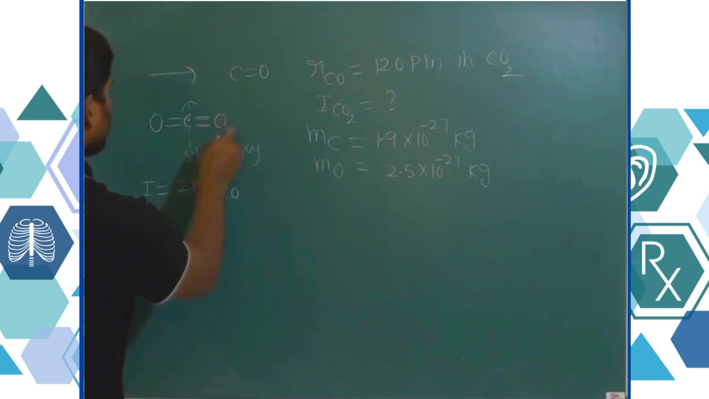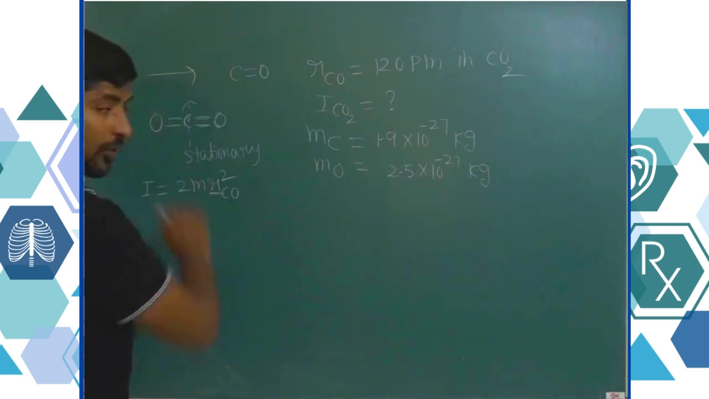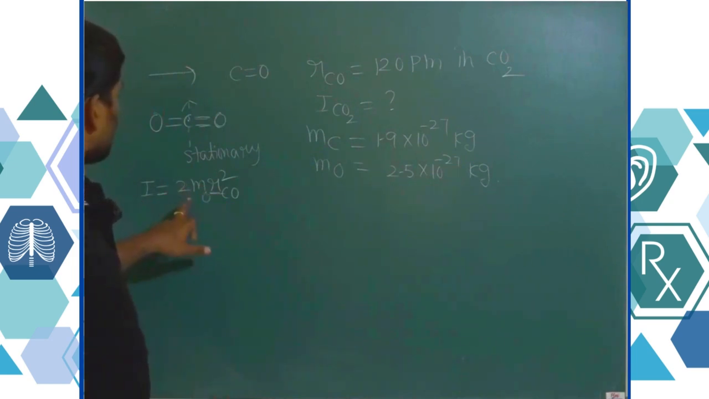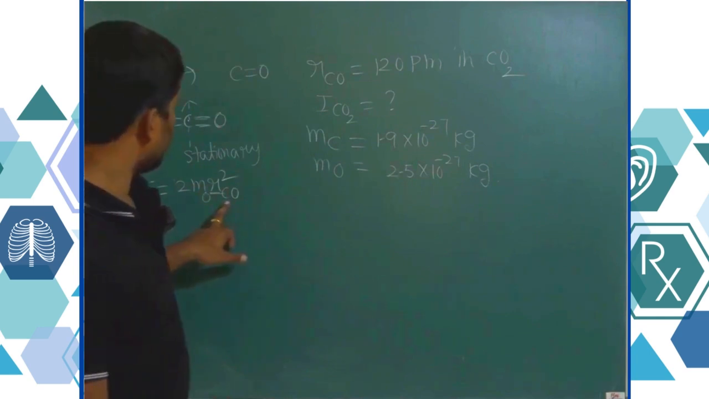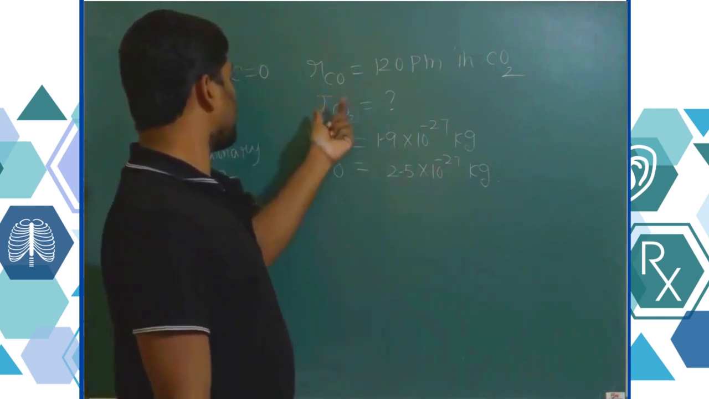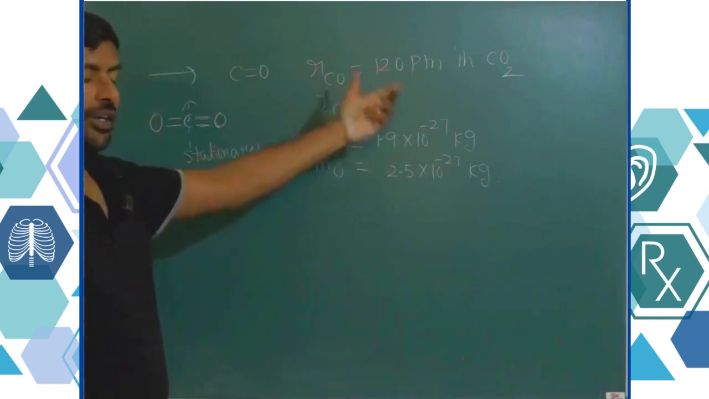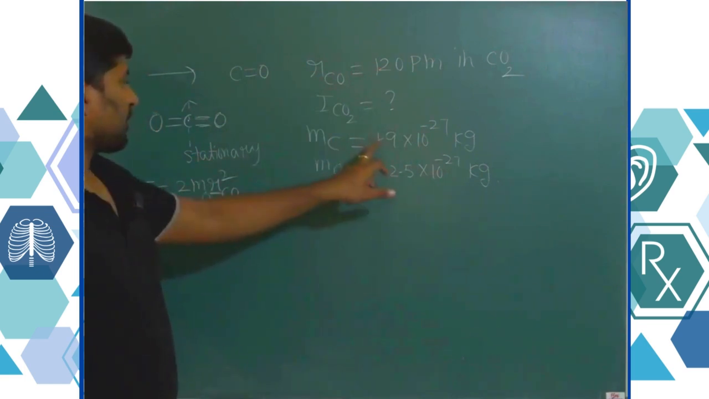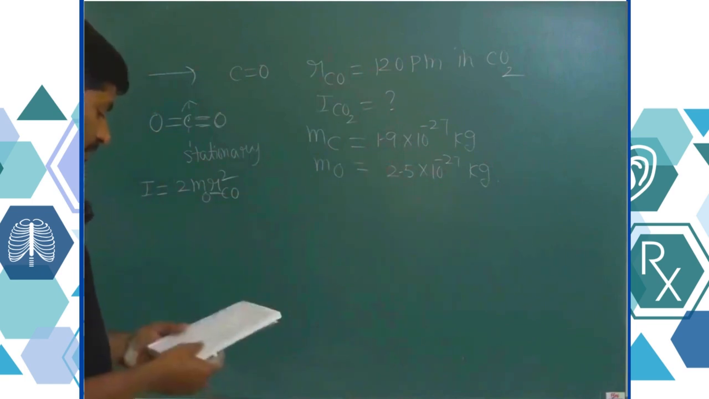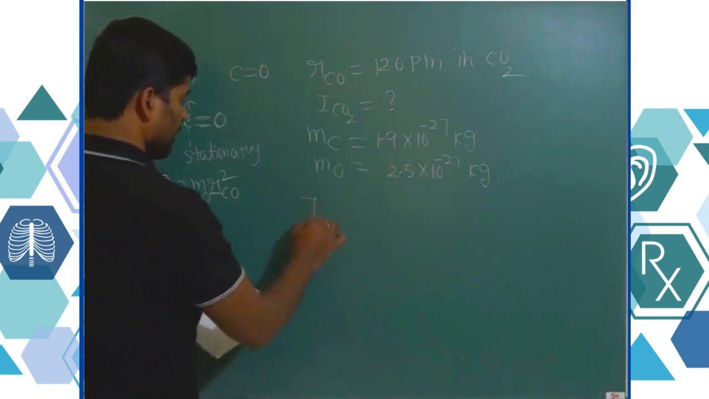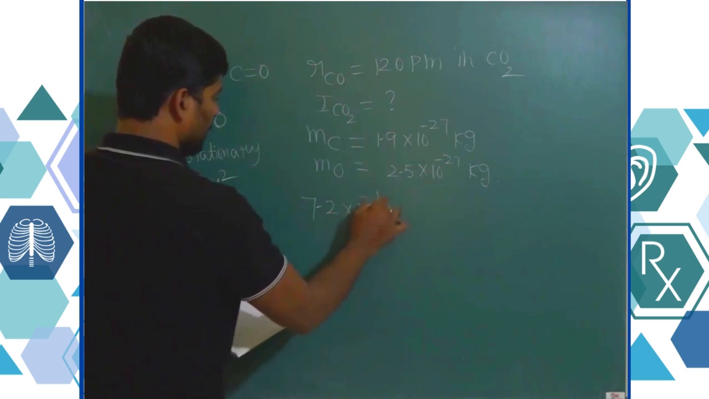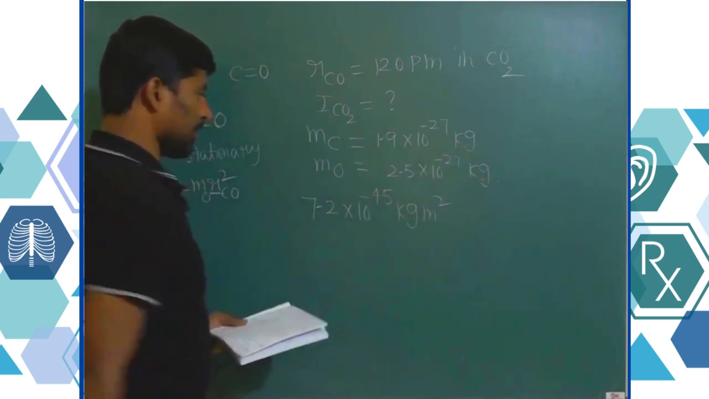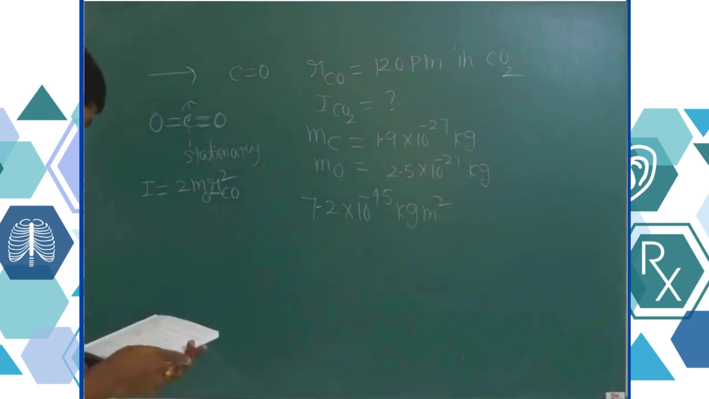And here, which one is undergoing rotation? The oxygen atom is undergoing rotation, so here we have to take the mass of the oxygen atom. So I is equal to 2 into mass of oxygen atom into the bond length of CO squared. The CO bond length is given as 120 picometers. 1 picometer means 10 power minus 12 meters. Mass of oxygen atom is already given in kg. You may substitute, and you have to get 7.2 into 10 power minus 45 kg meter square.